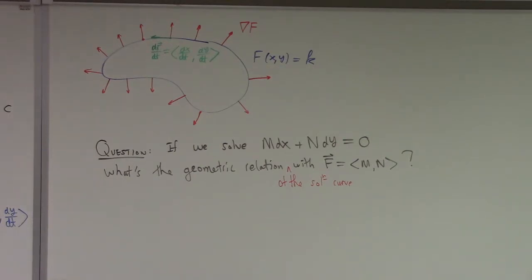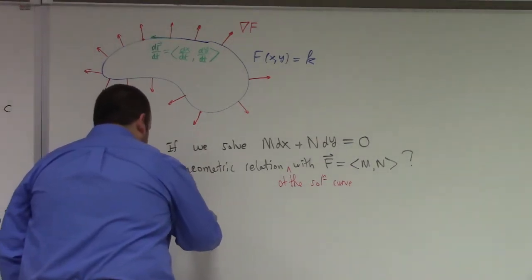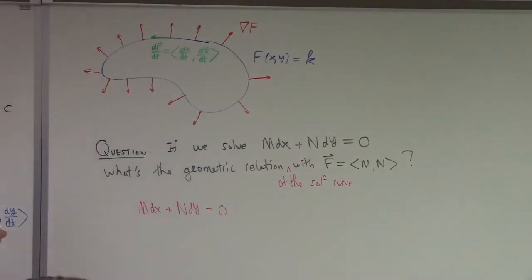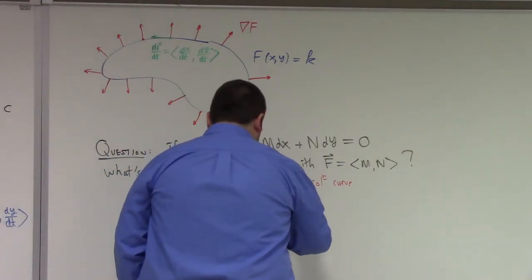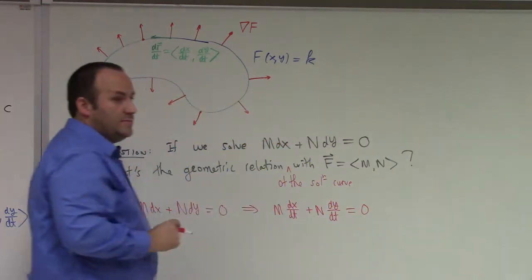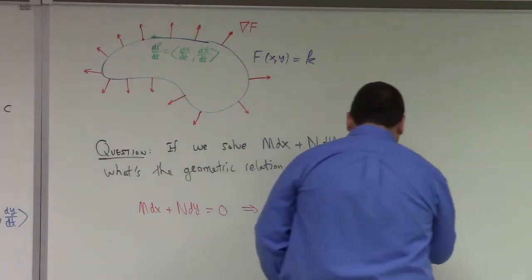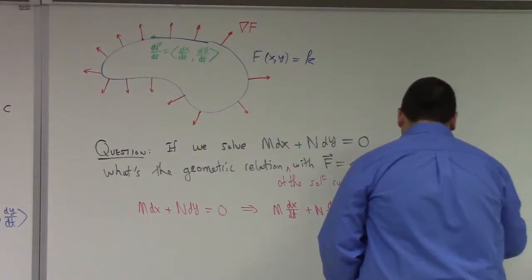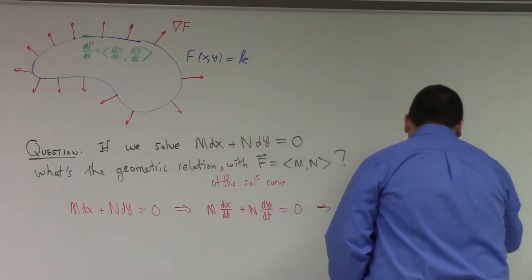Let me make a leading comment for you. If we have m dx plus n dy equals 0, formally what you could do is just divide by dt. M dx/dt plus n dy/dt is equal to 0. Now, dx/dt and dy/dt you could think of as the velocities of a parameterization of your solution. And so this says that m comma n dotted with dx/dt, dy/dt is equal to 0.